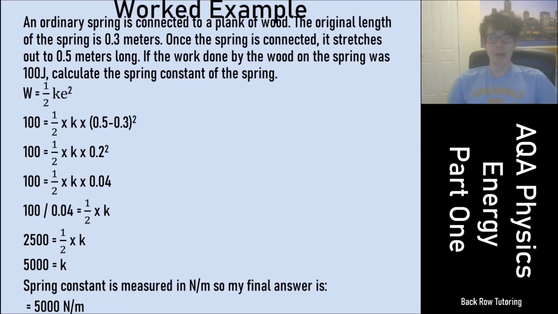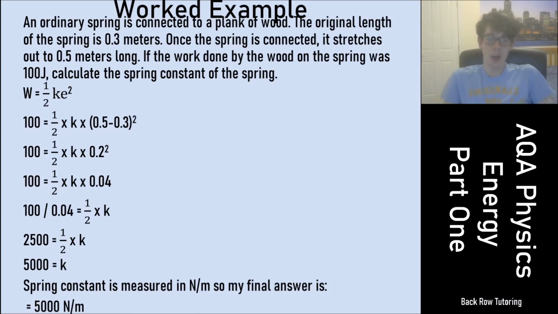So an ordinary spring is connected to a plank of wood. The original length of the spring is 0.3 meters. Once the spring is connected, it stretches out to 0.5 meters long. If the work done by the wood on the spring was 100 joules, calculate the spring constant of the spring. So that's quite a wordy question, so we're going to decompose that a little bit, okay? So it wants you to work out the spring constant of the spring.